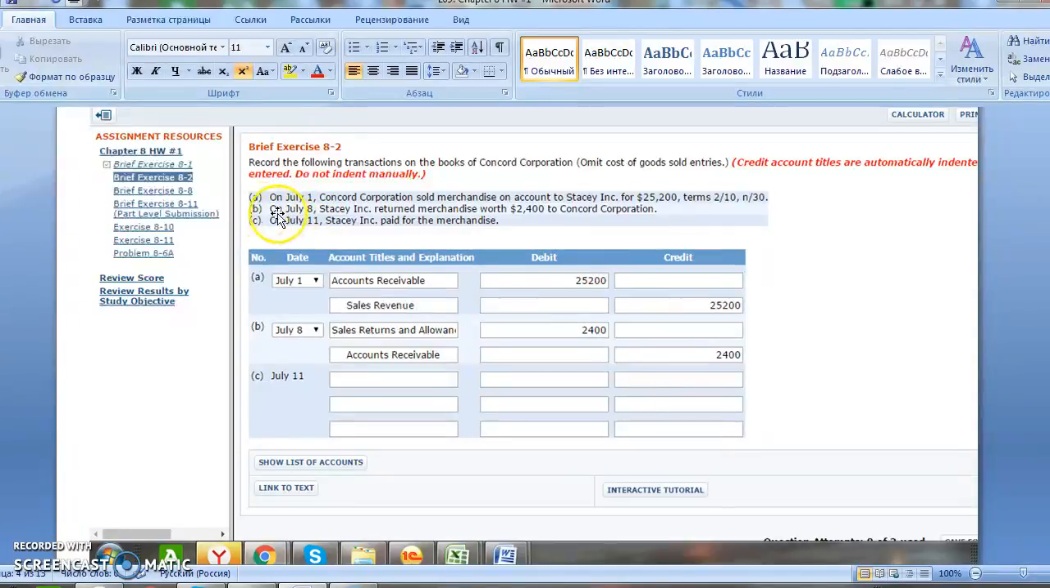Point B states that on July 8, Stacy Inc. returned merchandise worth $2,400 to Concord Corporation. So the entry for July 8 will be debit sales returns and allowances and credit accounts receivable for the same amount of $2,400.